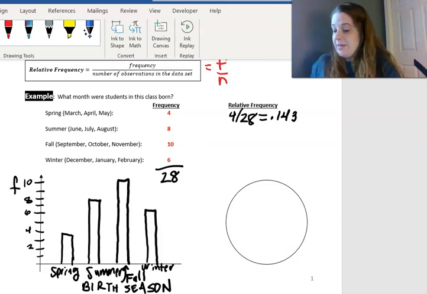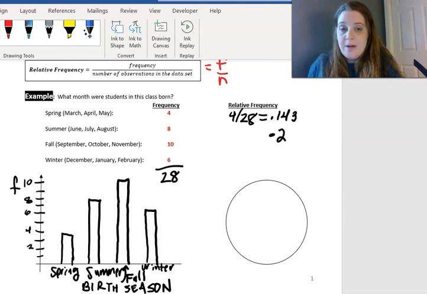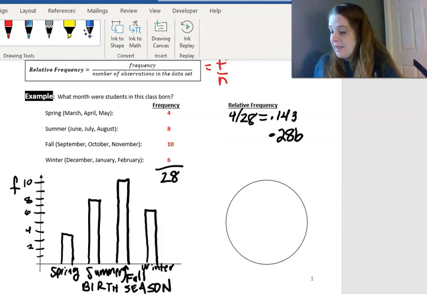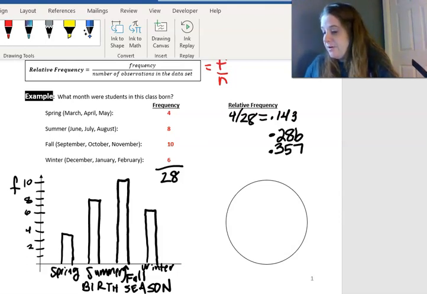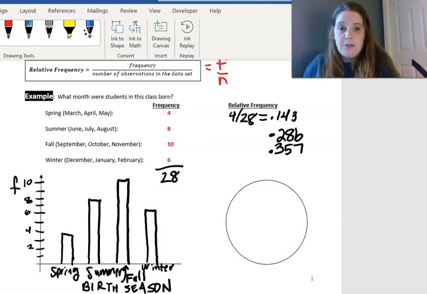I'm going to do the same with the rest of these. So 8 out of 28, that is about 0.286. Boy, that decimal place was large there. 10 out of 28 is about 0.357. And 6 out of 28 is about 0.214. Okay, so those are my proportions.